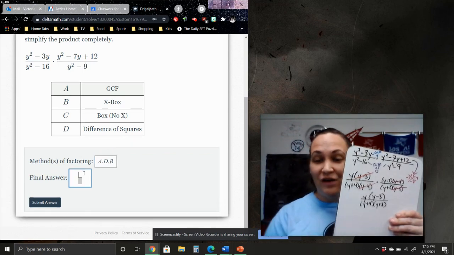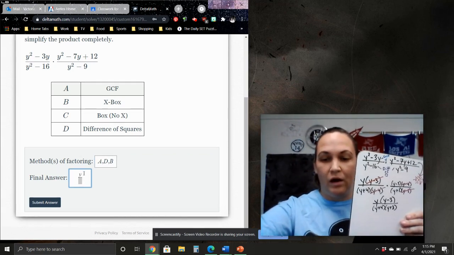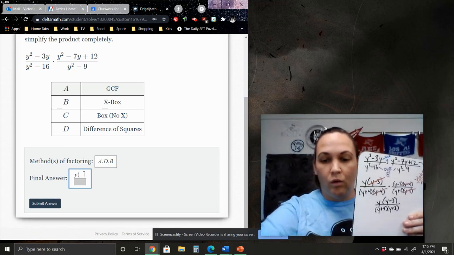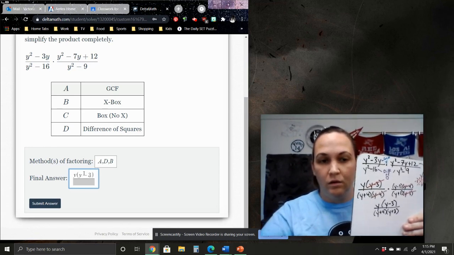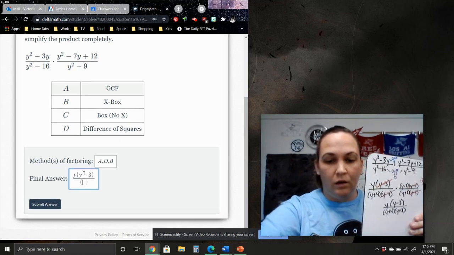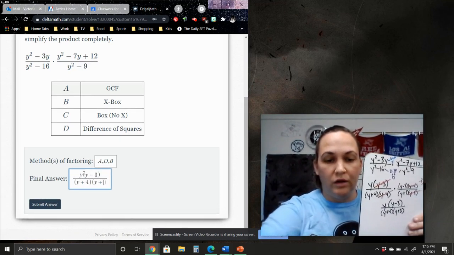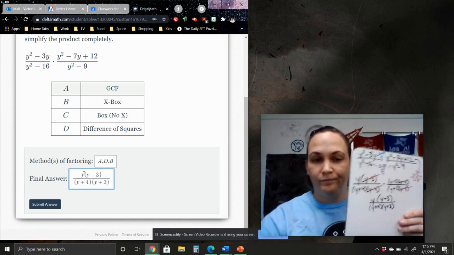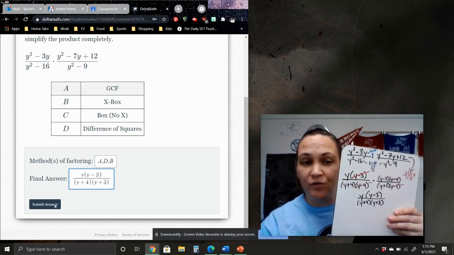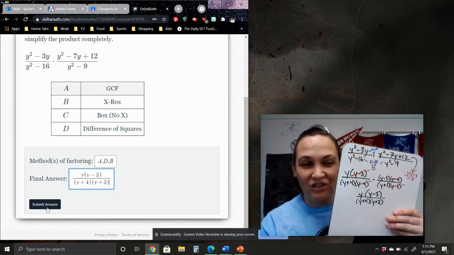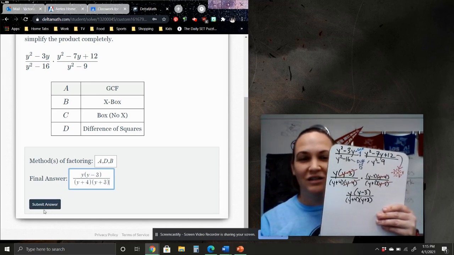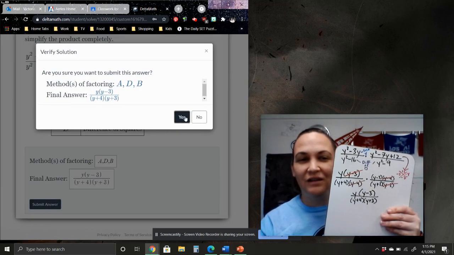I like to type my fraction bar first. Okay, so now y, and then y minus 3. Okay, and then y plus 4 and y plus 3. All right, so if you keep it in factored form, that shows me that yes, you did actually factor. You canceled out as many things as you possibly could, and there's definitely nothing else that cancels out.